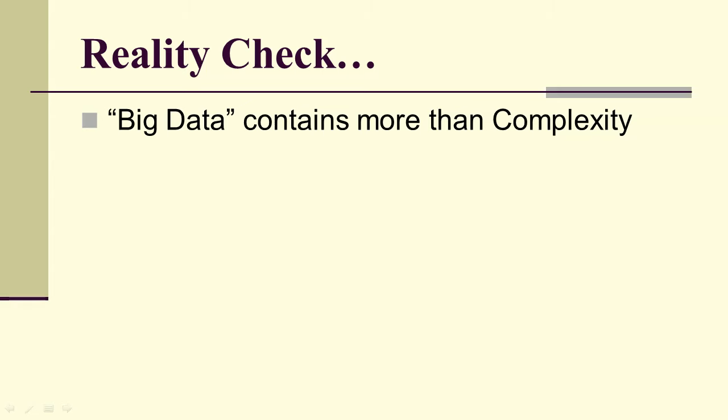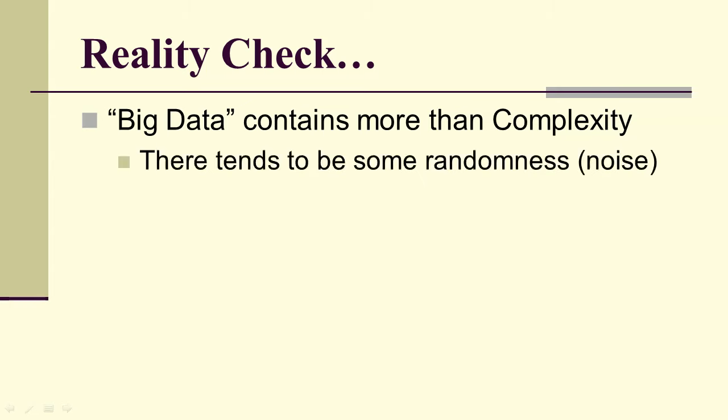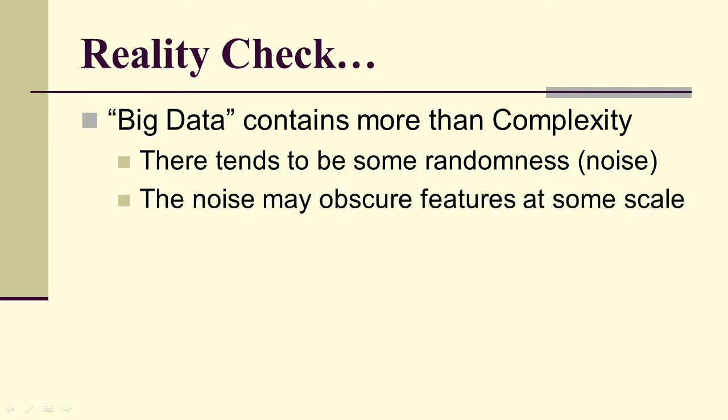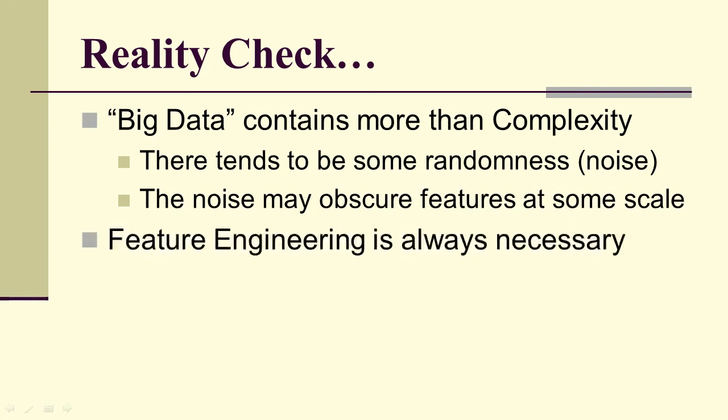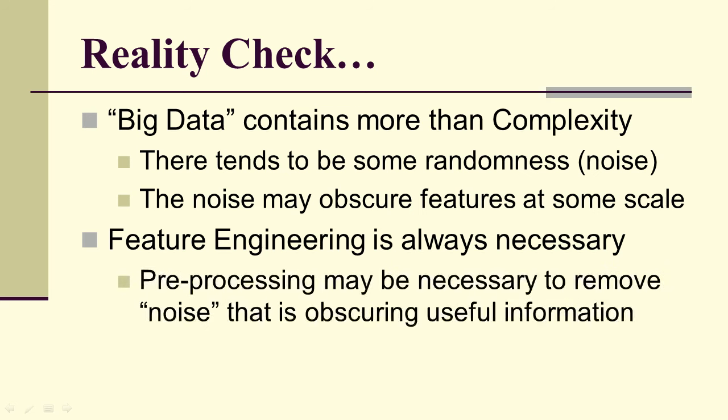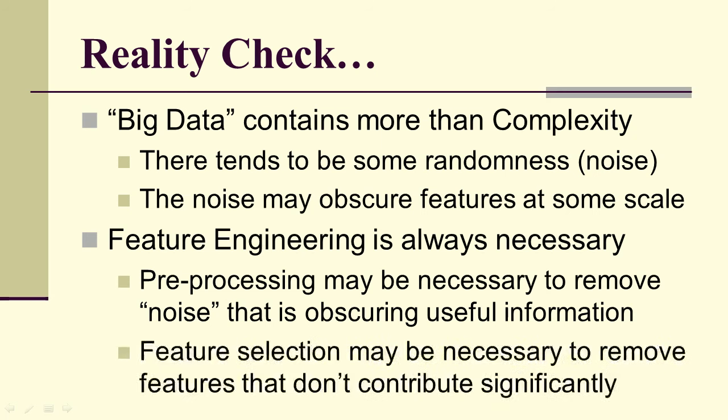But big data often contains more than complexity. There does tend to be some randomness or noise. The noise may obscure features at some scale. Feature engineering is always necessary. Pre-processing, for instance, may be necessary to remove noise that is obscuring useful information. And feature selection may be necessary to remove features that don't contribute significantly.